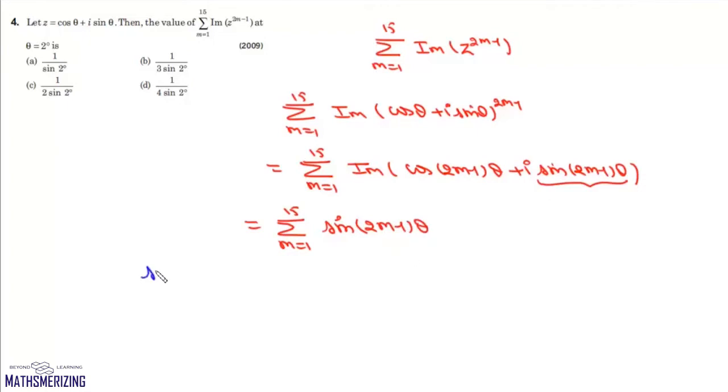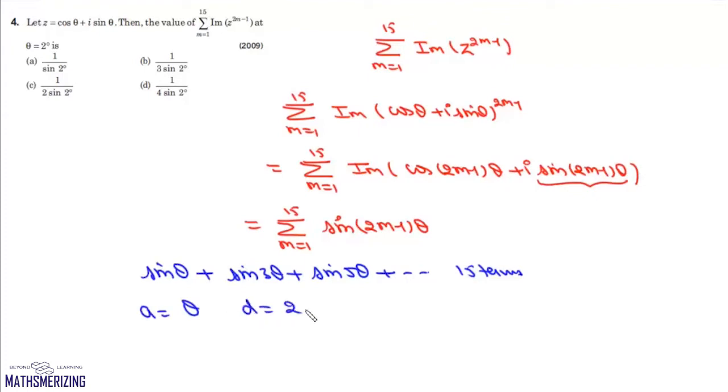Now we'll expand this series. This series becomes sin theta plus sin 3 theta plus sin 5 theta up to 15 terms. Now here again angles are in AP. Here the value of A is theta, value of D is 2 theta, and value of N is 15.